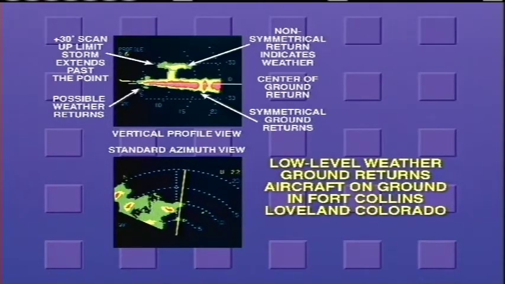The vertical scan in the vertical profile mode of operation is up and down 30 degrees. Normal azimuth scan tilt adjustment is up and down 15 degrees, which limits the upward scan and ability to paint the higher level development of the storm as depicted in vertical profile presentation.